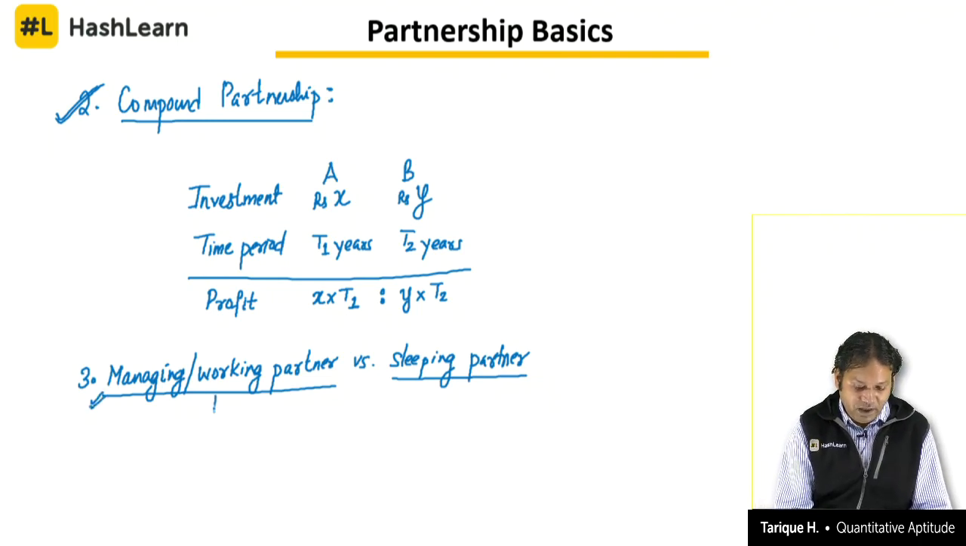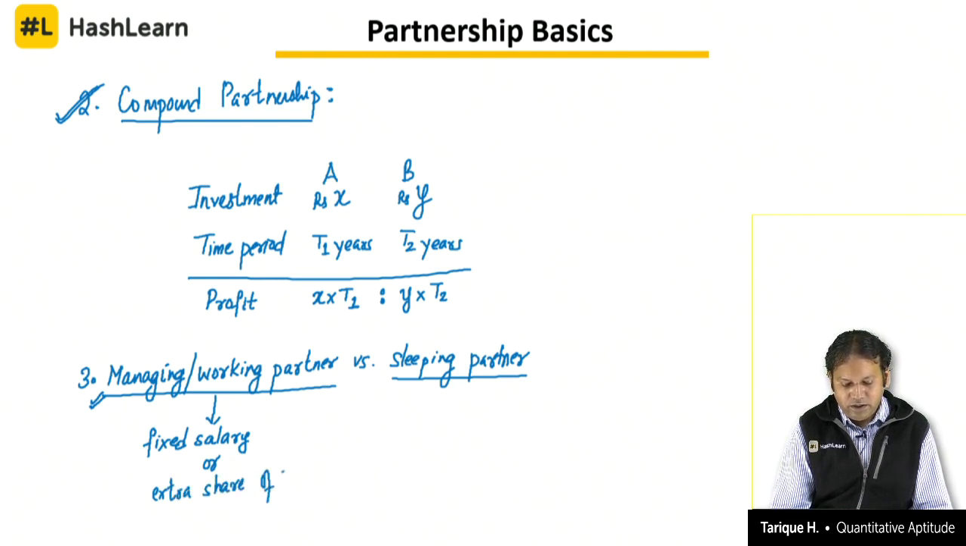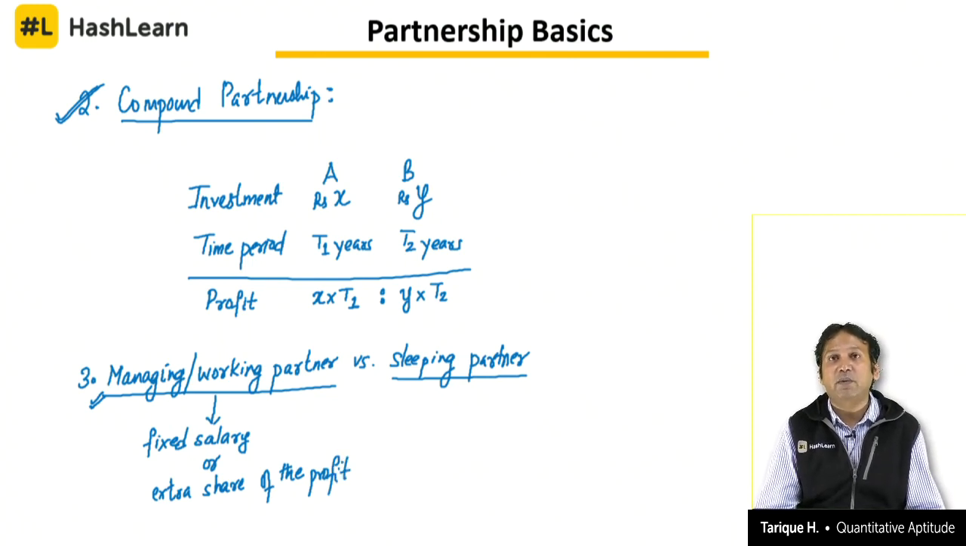So, sometimes a working partner can get a fixed salary, that is called the working partner's salary, or he can get an extra share of the profit. Let us say 10% extra share of the profit can go to the working partner. So, when we have an extra share of the profit for the working partner, let us say we decide that from the total profit 10% should go to the working partner.